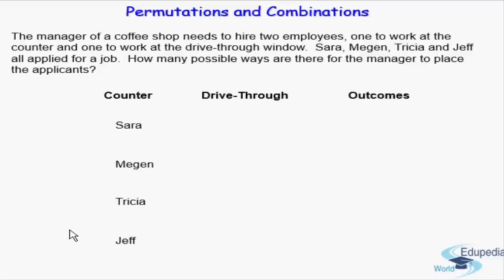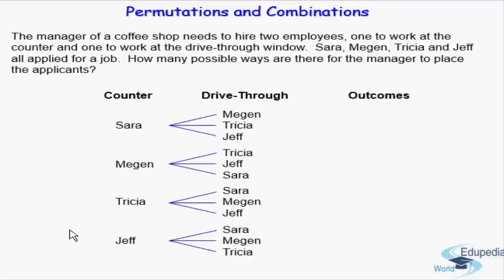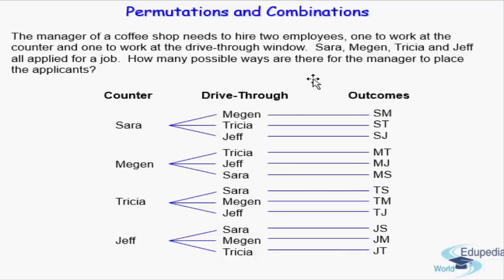So we write down these 3 columns: counter, drive-thru and outcomes. At counter we have Sarah, Megan, Trisha and Jeff, and then we add the different combinations, the different ways in which we can arrange the different employees. For example, if we have Sarah at the counter, then on the drive-thru we can have Megan, Trisha and Jeff. On the other hand, if we have Megan at the counter, we can have Trisha, Jeff and Sarah on the drive-thru. If we have Trisha, we have the 3 that are not on the counter, that is Sarah, Megan and Jeff, and so on and so forth.